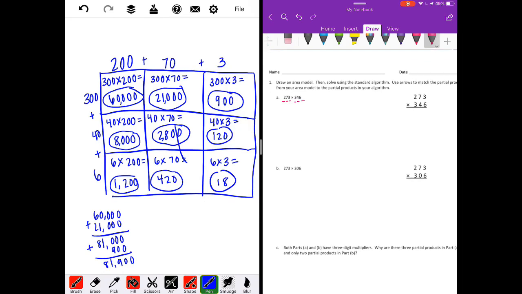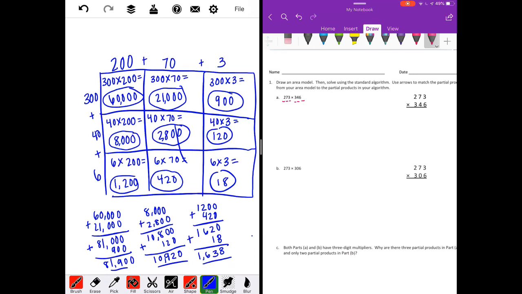The next row, we have 8,000 plus 2,800 would be 10,800 plus 120 would be 10,920. And the last row, 1,200 plus 420 plus 18, 1,638. And our final step is to add these three numbers together.